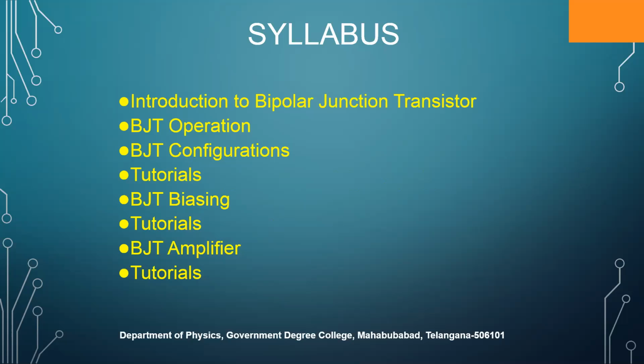That is IC. So in today's class we are going to discuss the syllabus of this course and the introduction to bipolar junction transistor, BJT, that is bipolar junction transistor operation, and the bipolar junction transistor configurations. In today's class, we are not going to discuss tutorials, BJT biasing, etc. Because of the time constraint, we are going to discuss only the introduction to bipolar junction transistor and BJT operation.